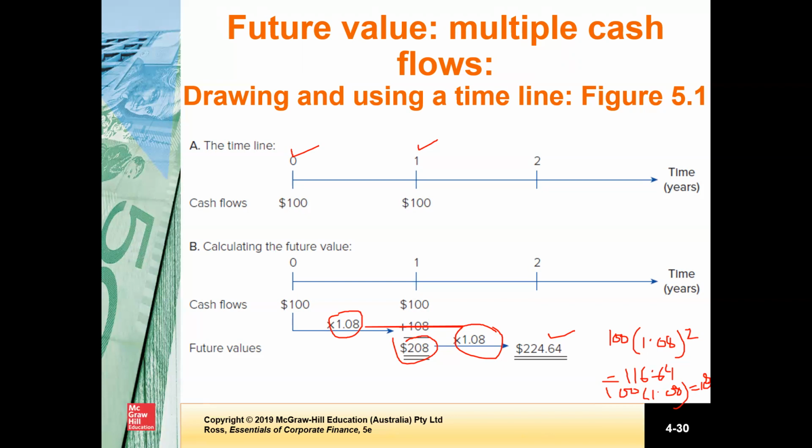Okay. So based on this example, we understand that there are two ways to calculate future value for multiple cash flows. One is compound the accumulated balance forward 1 year at a time, or calculate the future value of each cash flow first and then add them up. Okay, both give the same answer, so you can do the calculation in either way.